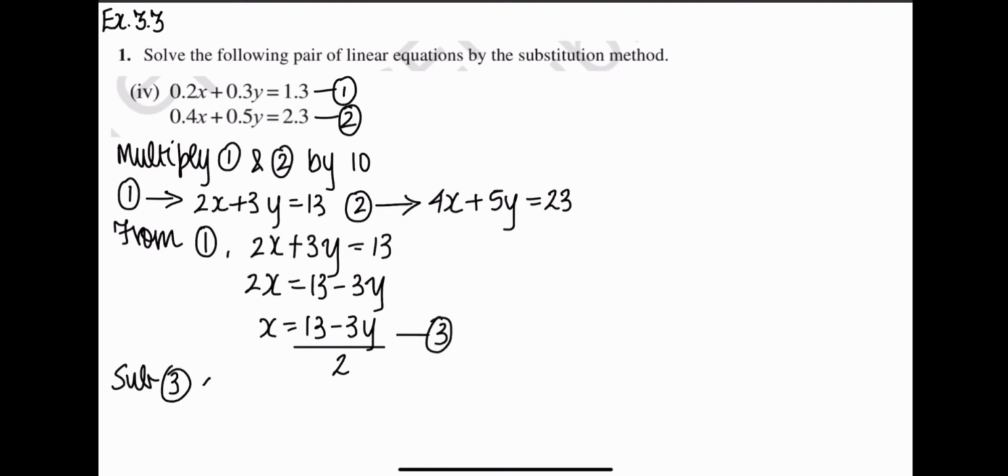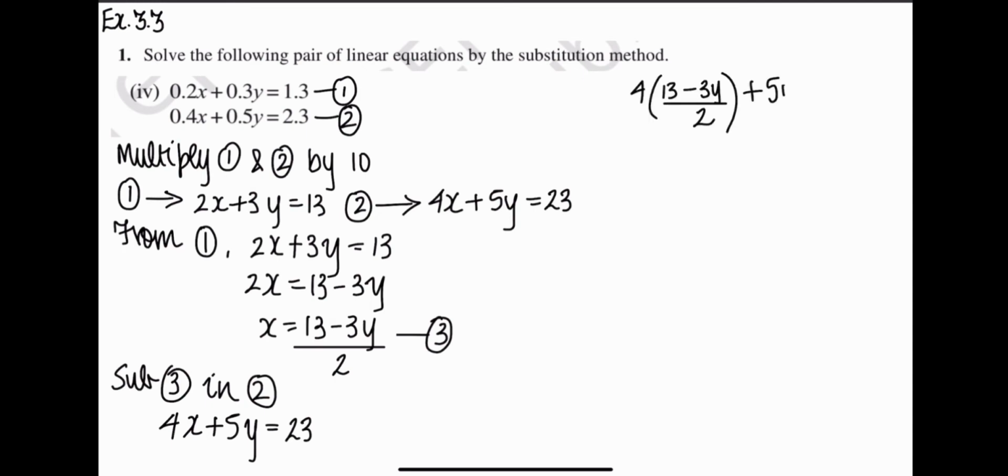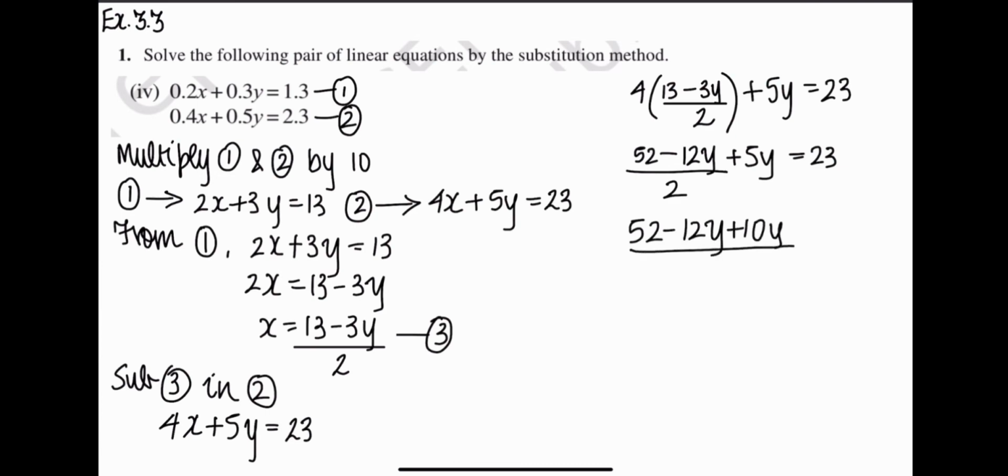We'll substitute this into the second equation as the value of x. Now 4 into (13 - 3y) divided by 2 plus 5y is equal to 23. You have to be really careful while multiplying in these sums. We know 4 into 13 is 52 and 4 into minus 3y is minus 12y. Now let's take the LCM of 2 and 1, which gives us 2. That's why we multiply 5y by 2, which gives us 10y, as you can see.